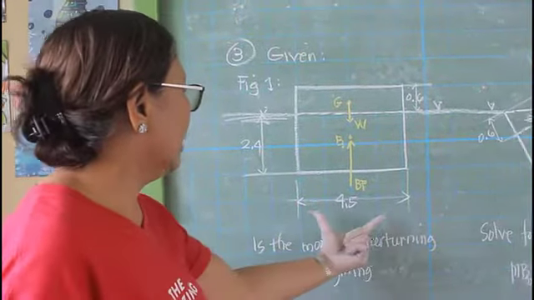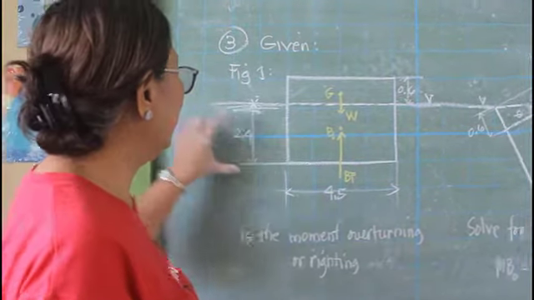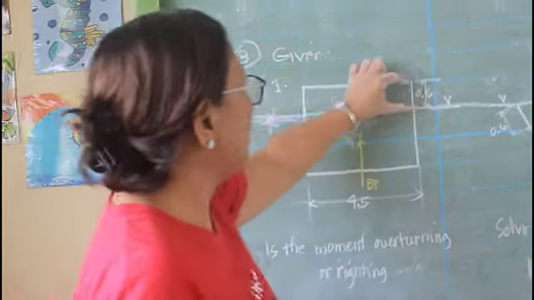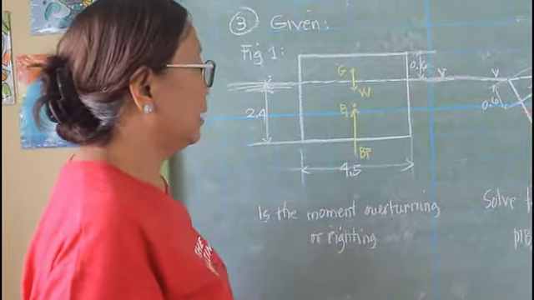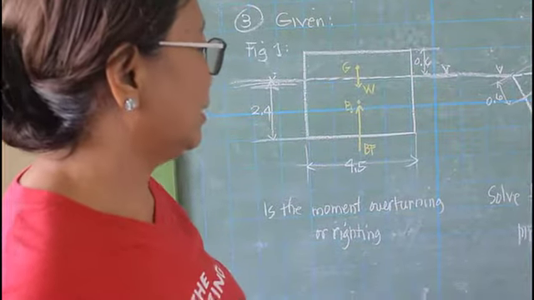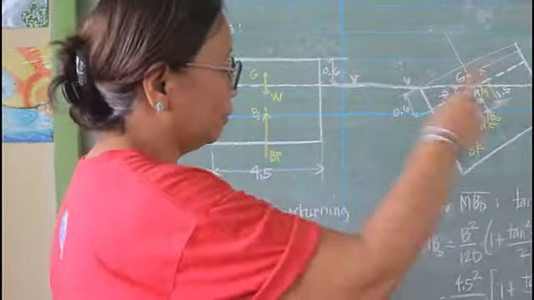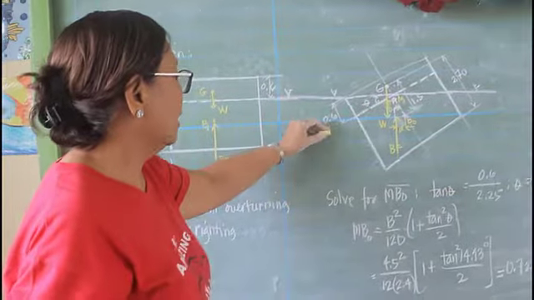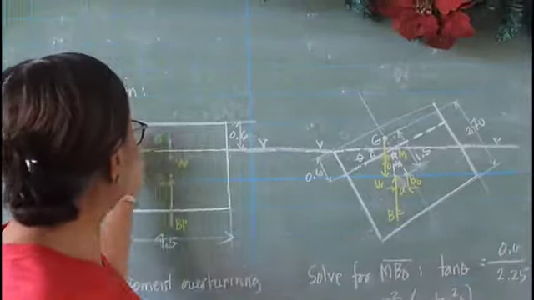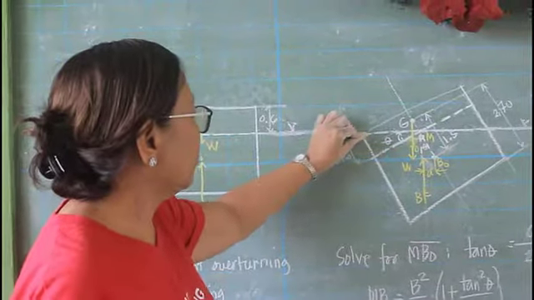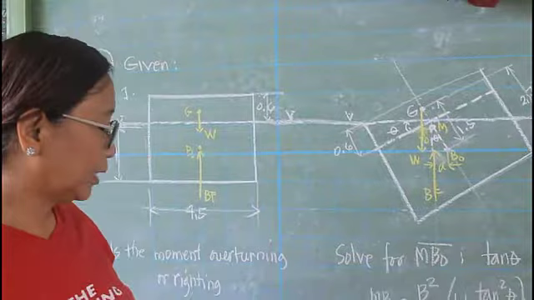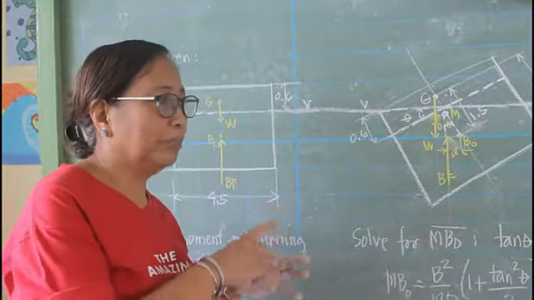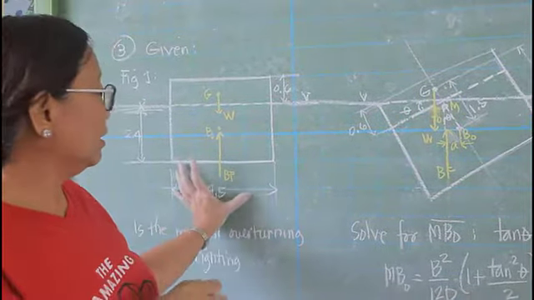Almost the same problem as number 2. Ito iba lang yung dimension niya. The bottom width of the barge is 4.5. It is submerged 2.4 meters below the water surface. The portion of the barge above is 0.6. Now, it is at the point of submergence, okay? Ito naman ay nag-tilt on this side. At the point of submergence, itong tip na ito is at the water surface na. So, tingnan natin, i-test mo daw kung ito ay maliligtas pa ba from being capsized or makakabalik pa from its original upright position.